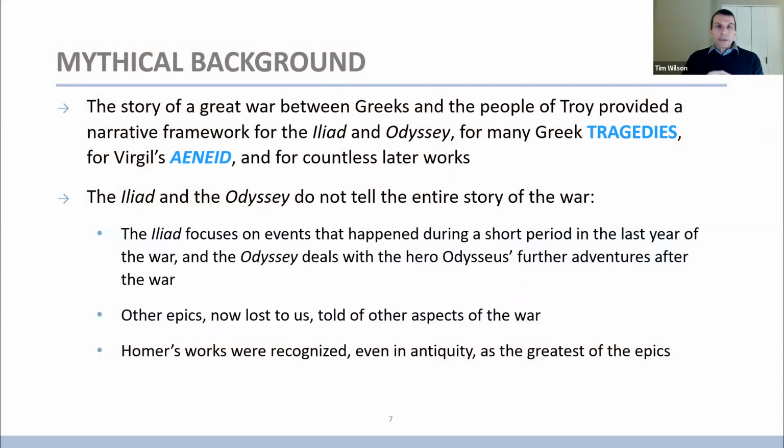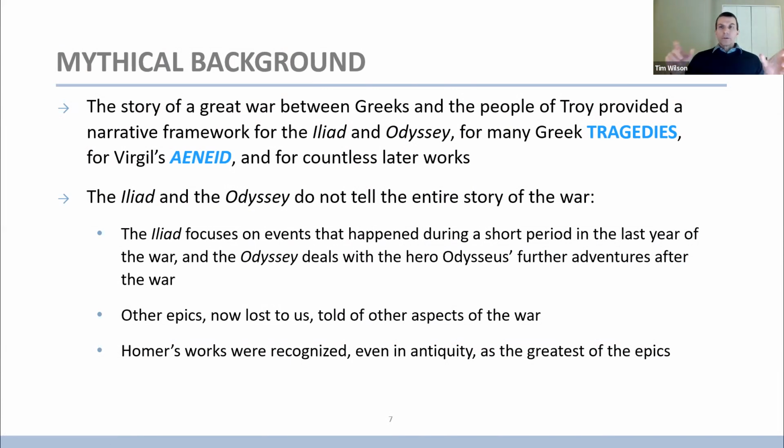So now, as I said, the mythical background. So the story of this great war between the Greeks and the people of Troy provided the narrative framework for the epics, as well as for countless other works, including Virgil's Aeneid, as I note here, but countless other works in the Greek tradition, both works that we have, but also many lost works.